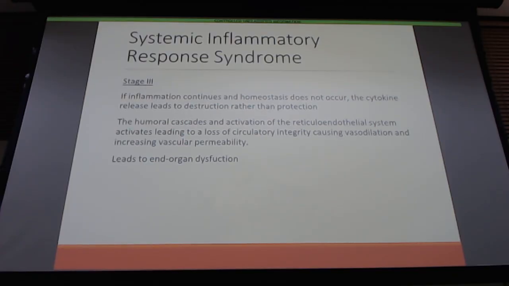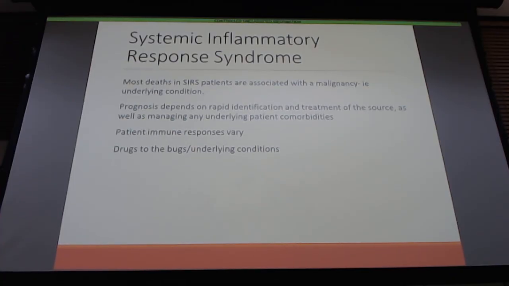And then you have stage 4, which results in a relatively immunosuppressive state, because everything is just not working. And then stage 5 may be multiple organ dysfunction failure. Alright. So most deaths in severe patients are associated with malignancy. Okay. So undiagnosed cancer of some sort, most common. Okay, prognosis depends on the rapid identification and treatment of the source.